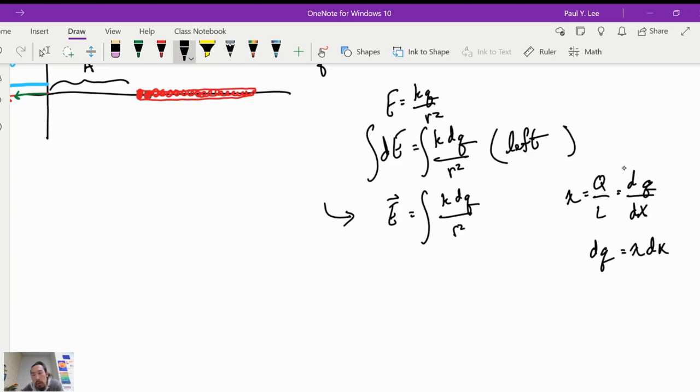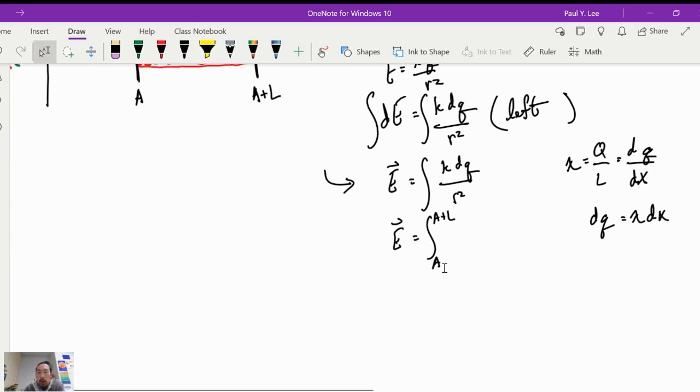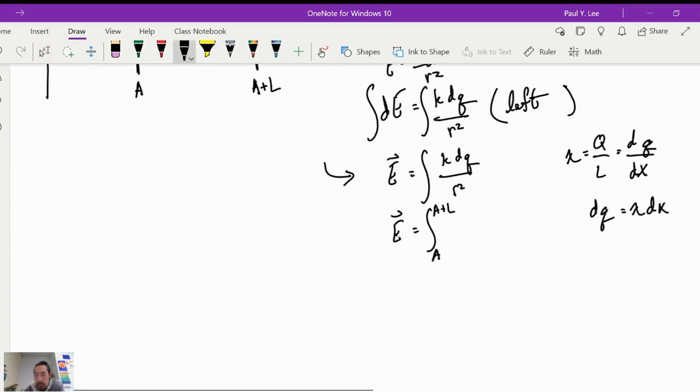And so when we are doing the integral, we're integrating from the leftmost charge, which is at point A, to the rightmost charge, which in our coordinate plane we can call A plus L. So we have the E field, and our lower bound is A, and our upper bound is A plus L. All right, so we have this defined, and if we put this in as k dQ over r squared, we run into a little problem.